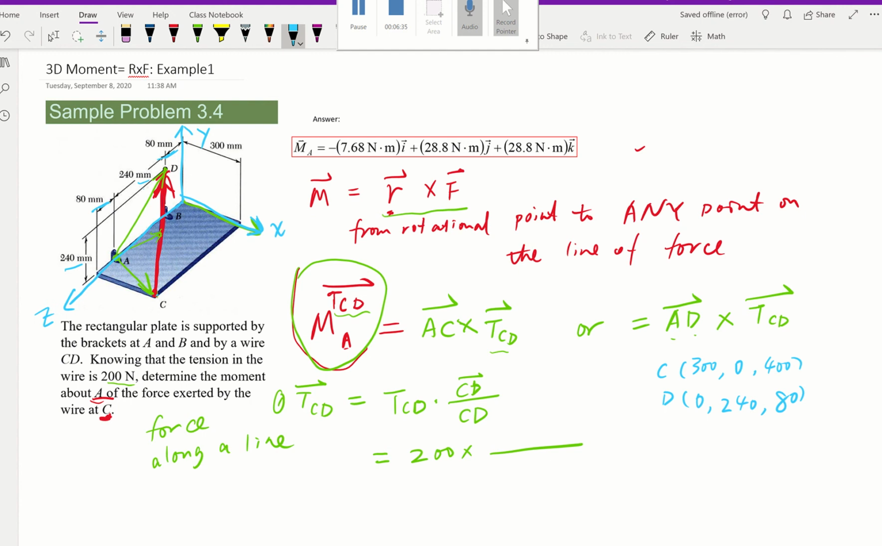Then the CD position vector is going to be final point minus initial, D minus C. So it's going to be negative 300 for i, because it's 0 minus 300. Our j is going to be 240 minus 0, so it's plus 240j. Then k is 80 minus 400, so that's going to give us negative 320.